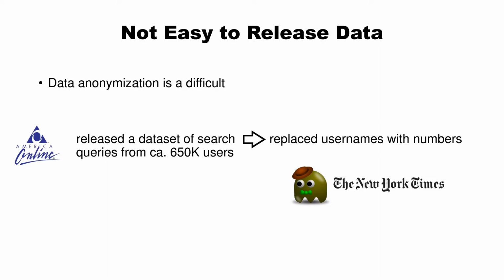As you have already seen, it's not easy to release data. Data anonymization is a very difficult problem. We have seen that from two examples that I presented last time, so here I reproduced one of them. The release of a data set of many users was de-anonymized because the anonymization process was done by just replacing usernames with unique pseudonyms, and therefore it was not that complicated for the journalists to track down who were the users behind those pseudonyms.